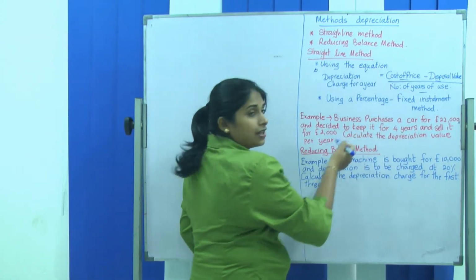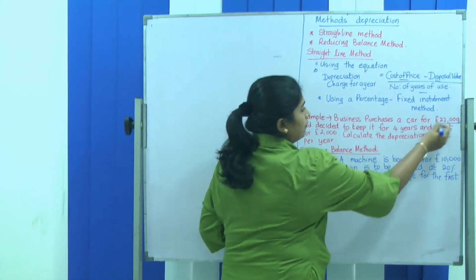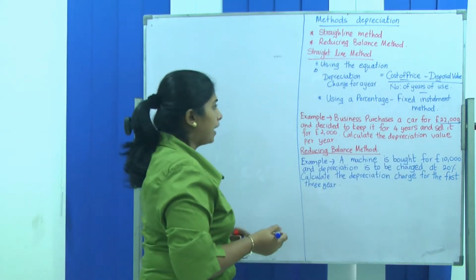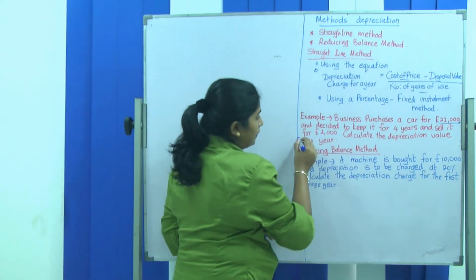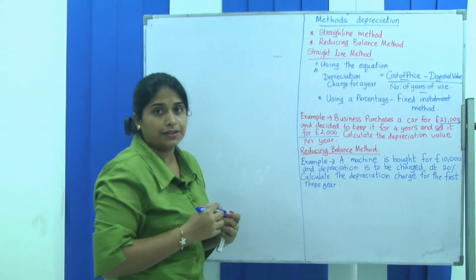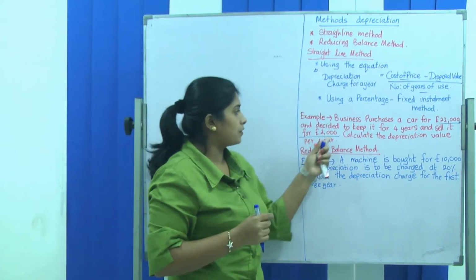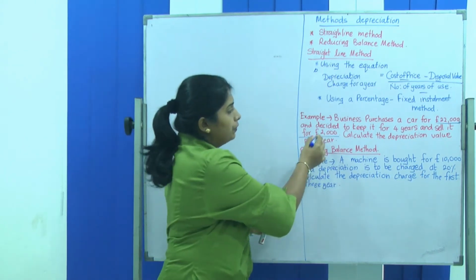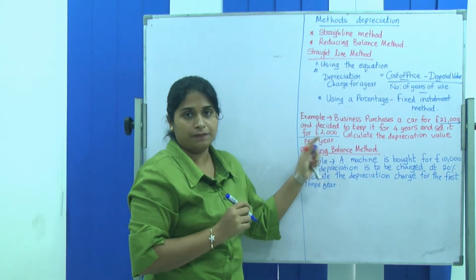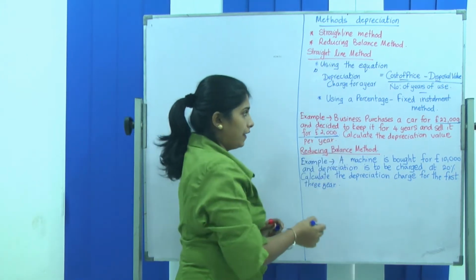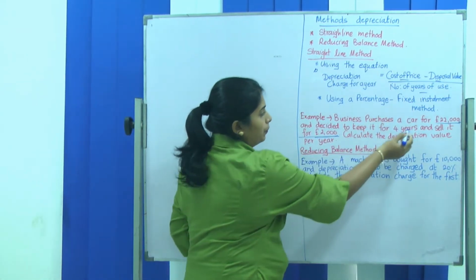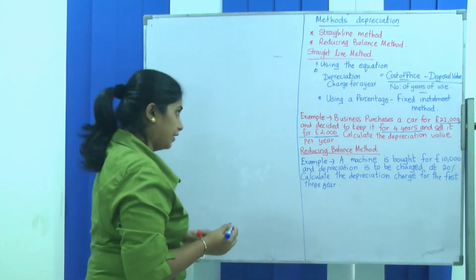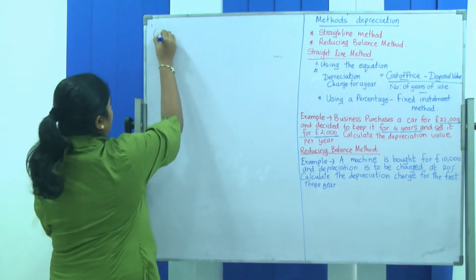According to this example, the car was purchased for £22,000, so that will be the cost of the asset. The disposal value is the amount that they are hoping to sell the particular asset for. The business is going to use it for 4 years, and after using it for 4 years, they are hoping to sell it for £2,000. That will be the disposal value, and the number of years the business is hoping to use the asset is 4 years. So first we'll write the details.